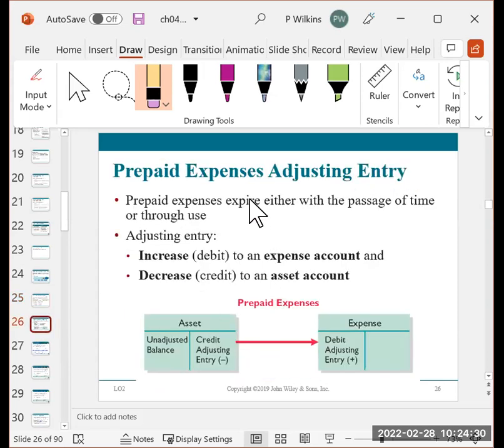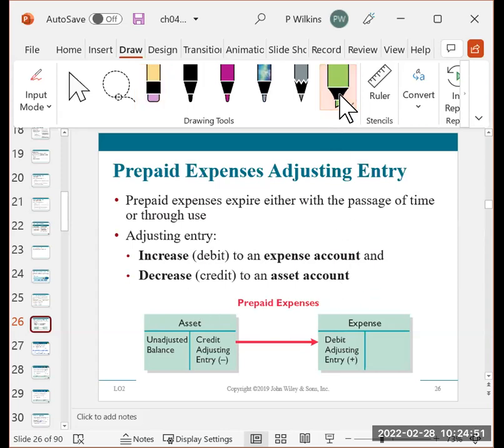So prepaid expenses expire either with the passage of time or through use. Like with supplies, we either use up the supplies and we have to do an adjusting entry to make our supply number correct, or we buy an insurance policy for the full year, and then each month we use up a portion of that insurance policy, all right?